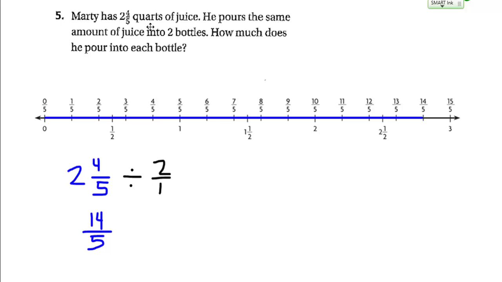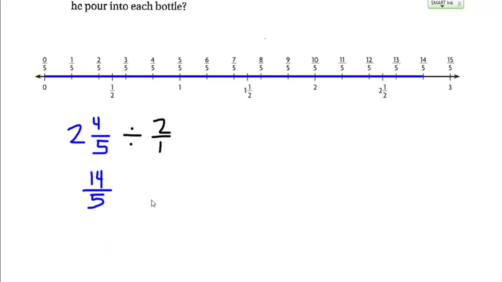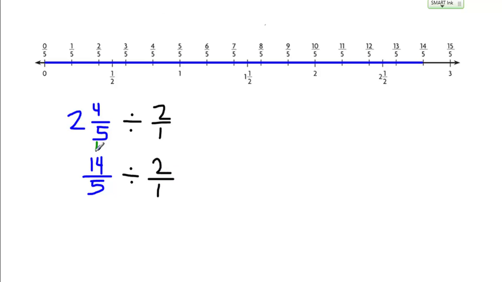Now, we're basically dividing this into 2 bottles, right? So let's look at the algorithm for it. If we're dividing this by 2, which is the same as 2 over 1, some teachers like to use the little phrase, keep, change, flip. We're going to keep the dividend, 14/5. We're going to change division to multiplication. So this becomes a multiplication sign. And we're going to flip this to its reciprocal. The reciprocal of 2 over 1 is 1/2.